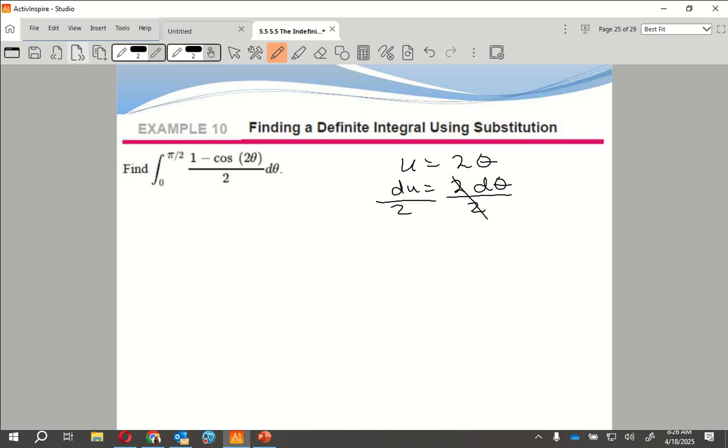So now I'm going to have a 1/2 over here, but isn't this also a 1/2? So I could factor that 1/2 out, and this 1/2 over here becomes 1/4. And now it's going to turn into 1 minus cosine of u du.